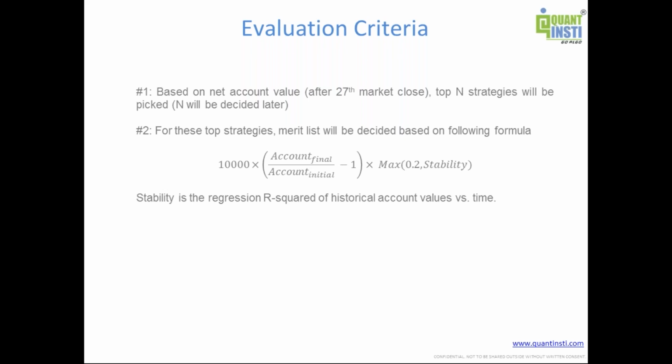Now, what is the evaluation criteria? It is based on the net account value, the net equity of your strategy. So you start with 10,000 and you lose or you make profit. So it either subtracts from or adds to your 10,000 starting point. Based on this value, the final value as on 27th midnight, the market close, we'll pick the top N strategies. The N will be decided later.